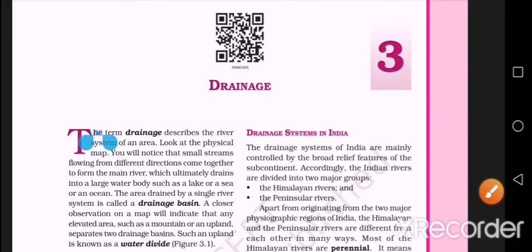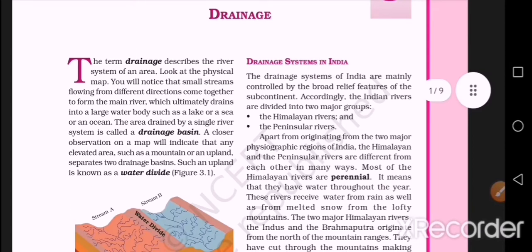Hello children, today we will see about class 9 geography chapter 3, drainage. First we will see what are the different important terms in this lesson.